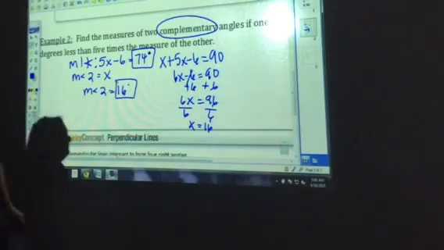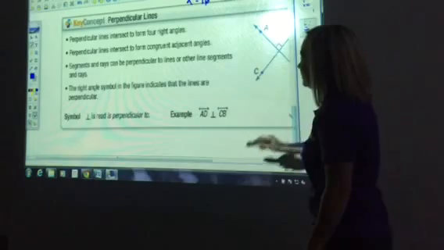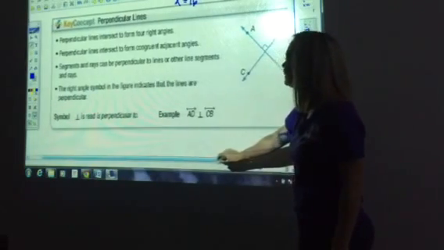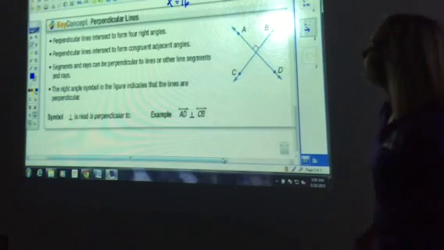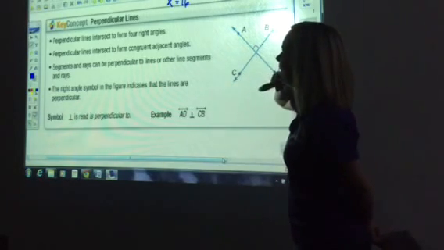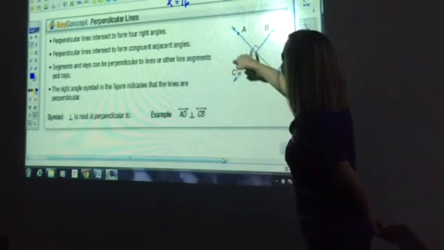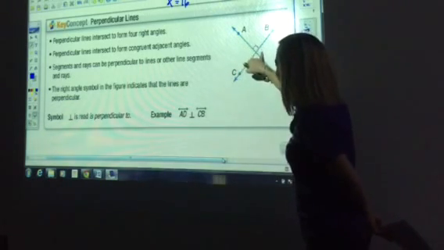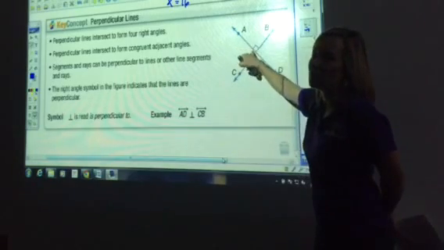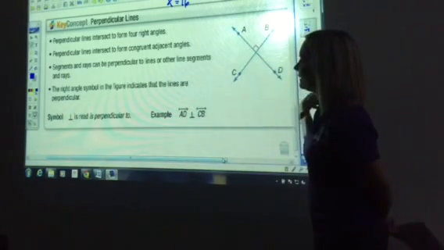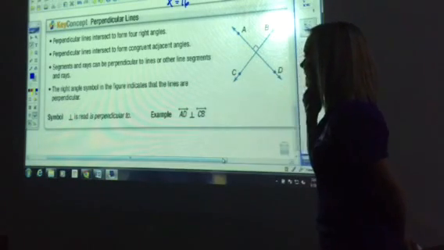Okay? All right. Now we're going to talk about perpendicular lines. And I know you've learned before that perpendicular lines are 2 lines that form a right angle. So what it says here is perpendicular lines intersect to form right angles. So you've got a right angle here, a right angle here, a right angle here, and a right angle here. They usually will only give you one red square there, but that's understood that the rest of them are also 90 degrees.